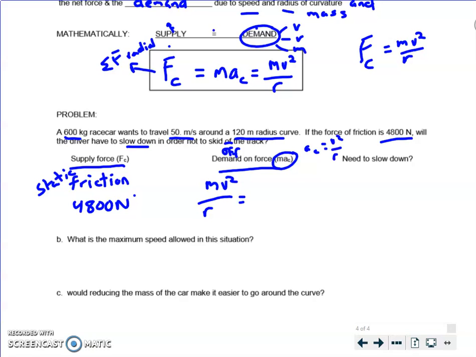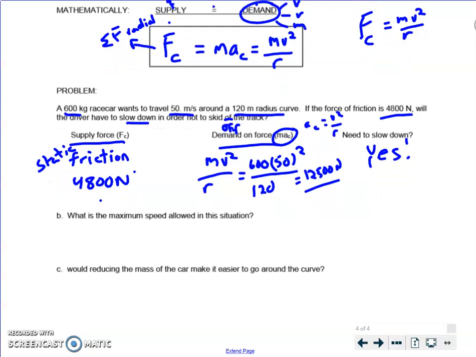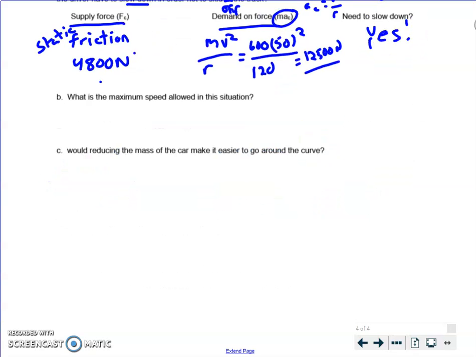So, I put in the numbers, 600 kilograms, 50 squared, and divided by 120. I punch those numbers out in my calculator, and I get 12,500. So that's telling me I need 12,500 newtons of force to get through the curve at that speed. I only have 4,800, so do I need to slow down? Oh yeah. So then that leads to the next question. Well, then what is the maximum speed I can go for that amount of force? It's clearly got to be less than 50 meters per second.